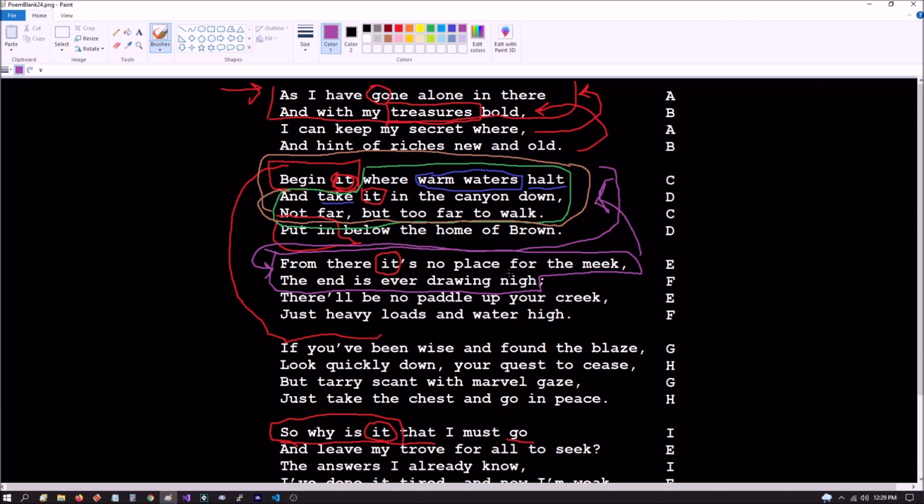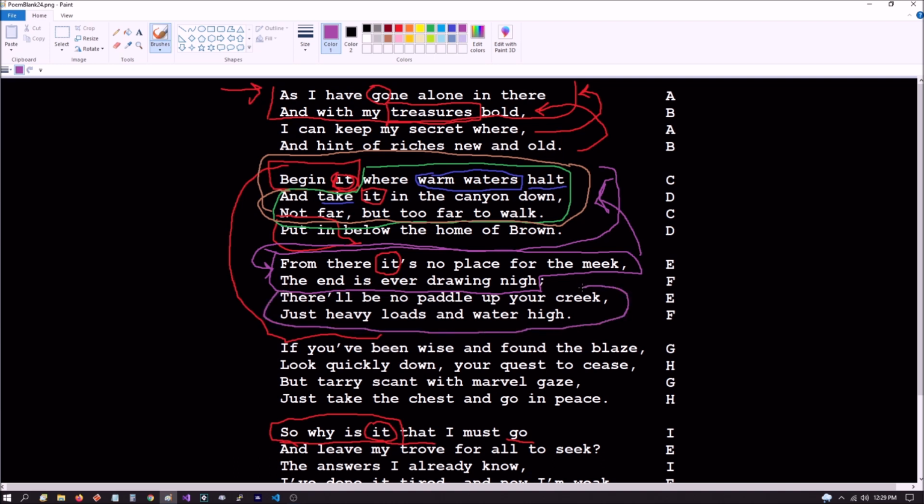And down here, he's describing that at that intersection, if you don't turn and you keep going, you're going to end up back up there where warm waters halt. And he's saying, from here, from the crossroads, it is no place for the meek. The end is ever drawing nigh. Both of those apply to the wheel. Okay, it's a circle. It doesn't have an end. It's ever drawing nigh. But there's more meaning to that because he says the end. And of course, when you learn about the wheel, you learn about the E and D. But nonetheless, this is referring back to where you started.